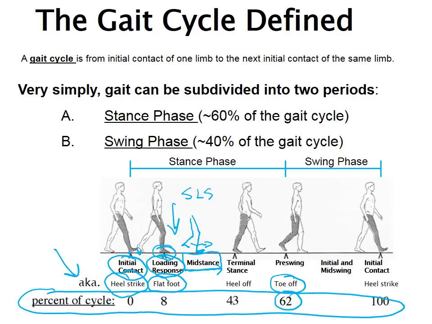Terminal stance is here, where you are about to lift your toe off the ground and enter the swing cycle. Then early swing, which we also call pre-swing, and then mid-swing, and then we go back into that initial contact again.